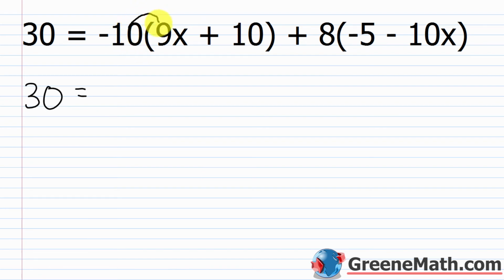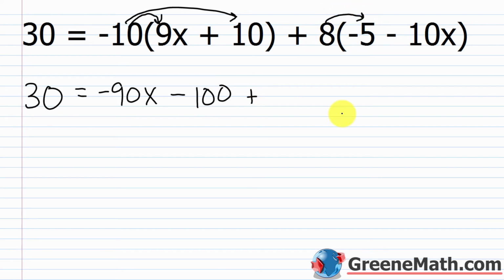And I'm going to multiply negative 10 times 9x. So that's going to be negative 90x. Plus, I'm going to have negative 10 times positive 10, which is negative 100. So I can write plus negative 100. I could just write minus 100. So then plus, now we have 8 times negative 5. That's going to be negative 40. So I'm just going to write minus 40. And then we have 8 times negative 10x, and that's going to be negative 80x.